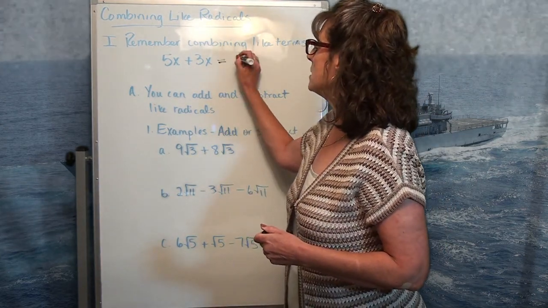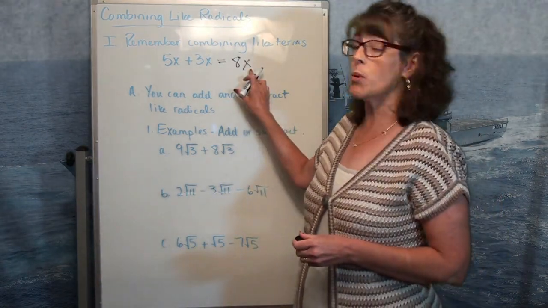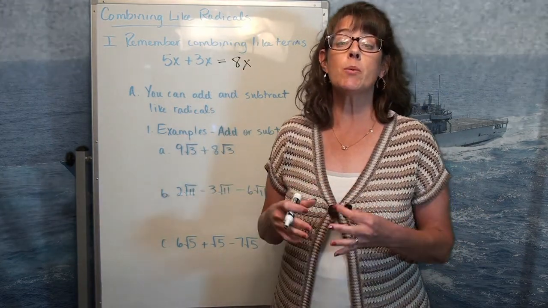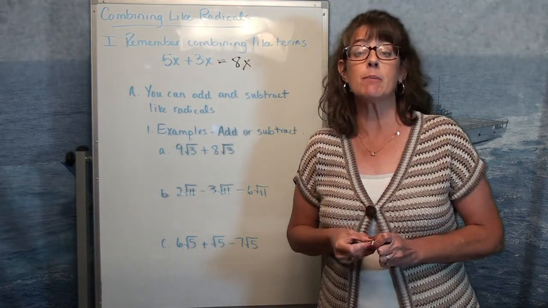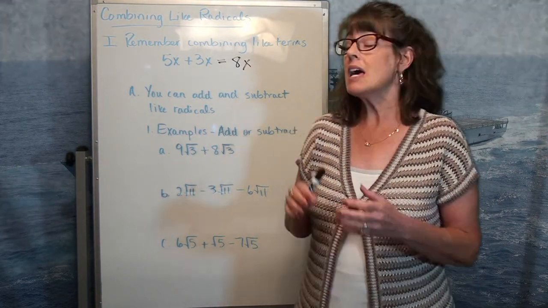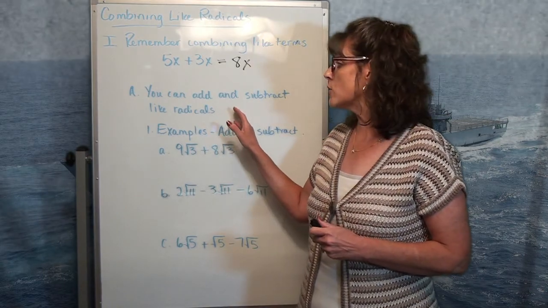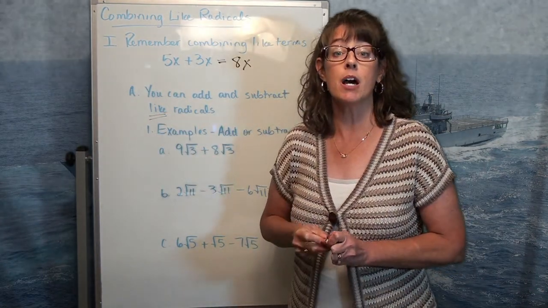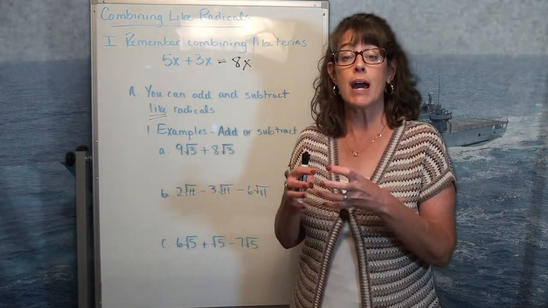And notice what happened here was we kept what was making them alike. The variable was what was making them alike. We did not add these up and get an x squared. We only did what I call work the coefficients. So we retained what was making them alike and we worked the coefficients. A similar idea can happen when you have radicals. You can add or subtract like radicals. Again, they have to be alike. So in other words, what's going to make them alike is the radical itself.